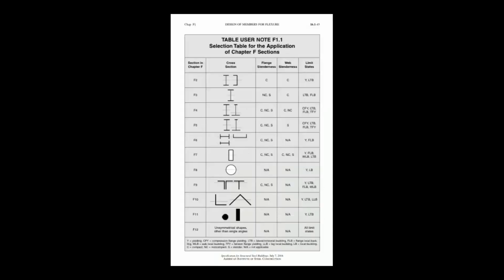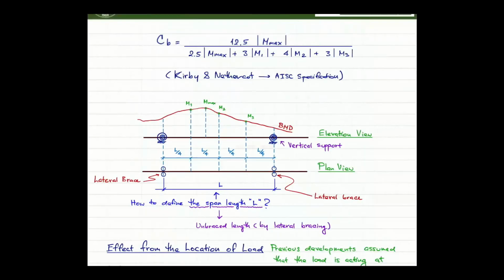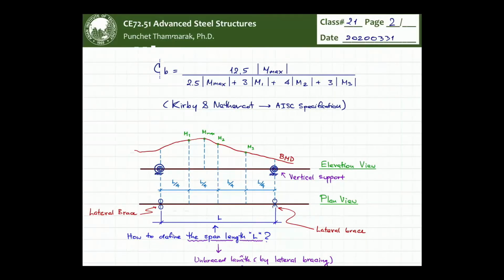The L will probably be elaborated in other pages. So the CB over here was proposed by Kirby and Nethercott, and it is adopted in the AISC specification. You can look into other codes or other provisions like the BS. Let me go grab it. I think I have it somewhere.